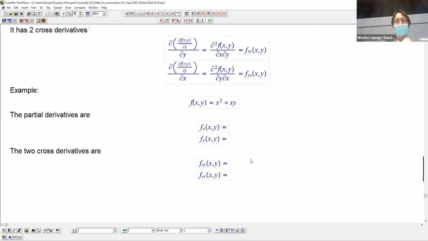No? Okay, let's start with the first partial derivative. So here, if I take a partial derivative with respect to x, I consider y as some number that's fixed, that doesn't change. So what do I get? So here, I derive with respect to x, I get 2x. And then I derive with respect to x, I get y. All right?